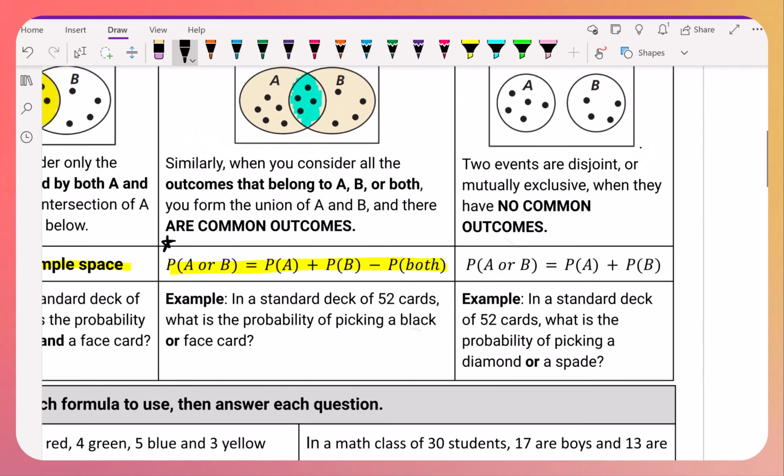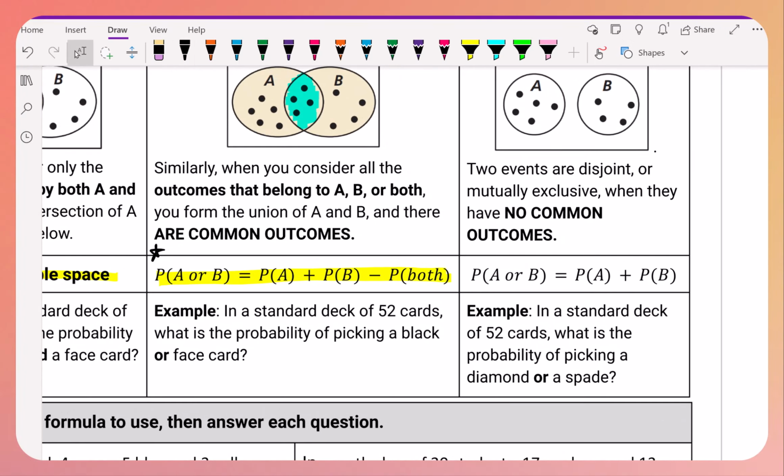Okay, so let's talk about some examples on when they would have something in common versus when they don't. So in a standard deck of 52 cards, what's the probability of picking a black or a face card? So there are going to be some black cards that are also face cards. Like you can have a spade that is a joker. You can have a club that is a king. So you do have to have a little bit of knowledge about cards. What you need to do is think, is there any kind of overlap? If there is any overlap, you need to make sure that you include that into your formula.